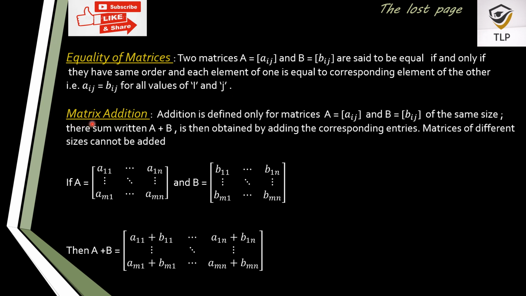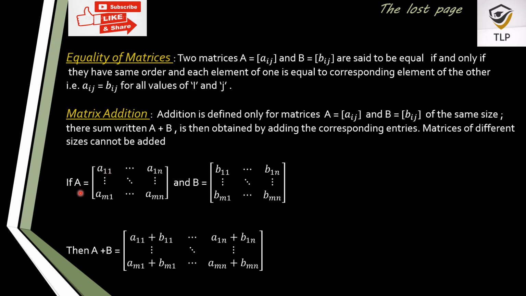Now, matrix addition. Addition is defined only for matrices A equal to Aij and B equal to Bij of the same size. Their sum A plus B is then obtained by adding the corresponding entries. Matrices of different size cannot be added. Please note that matrices of different size, that means different order, cannot be added.